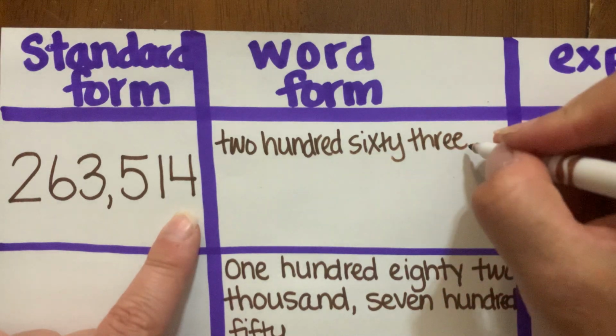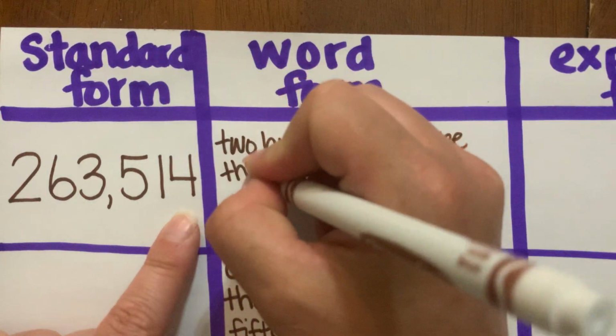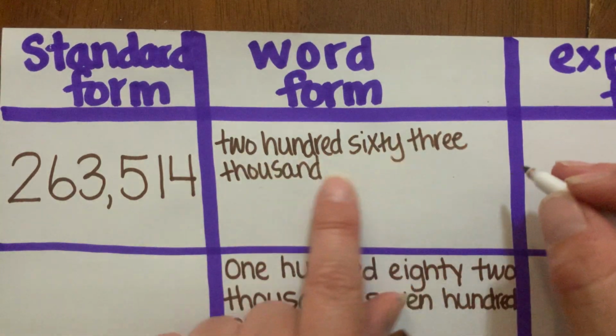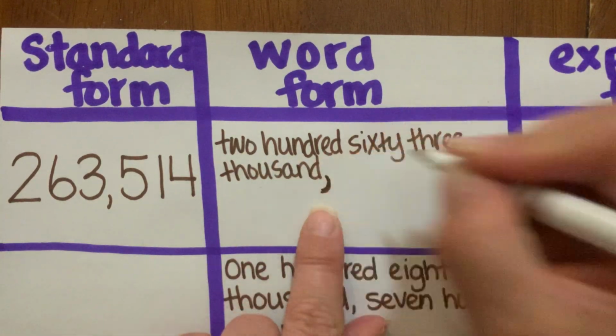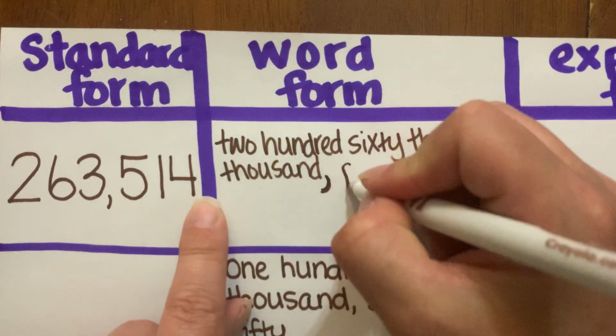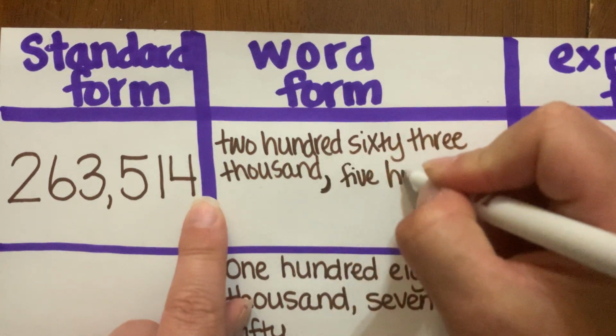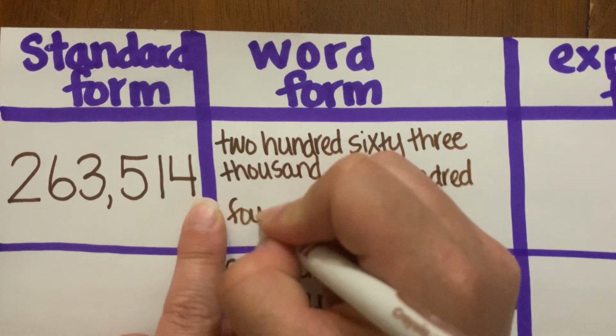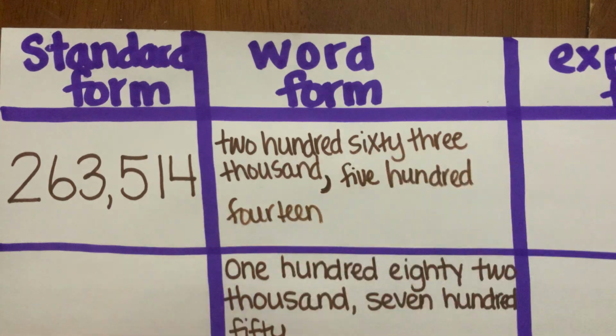Okay, and now what period is that? 1,000, and because I'm done with that set of three numbers, I'm going to put my comma. That period is finished. 514. Now I want you to notice something important.